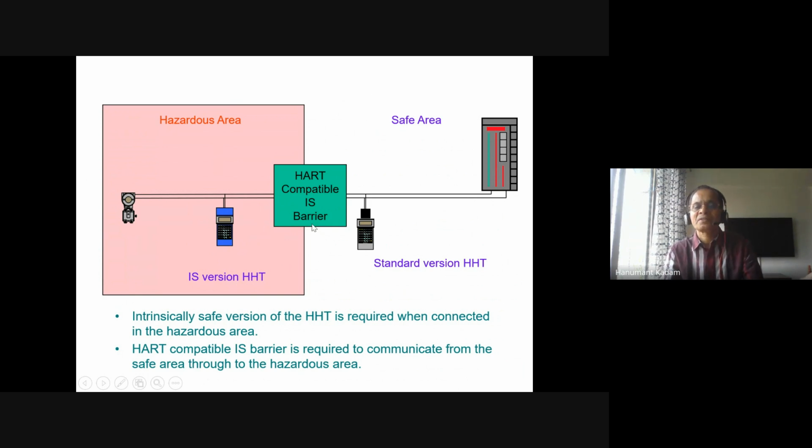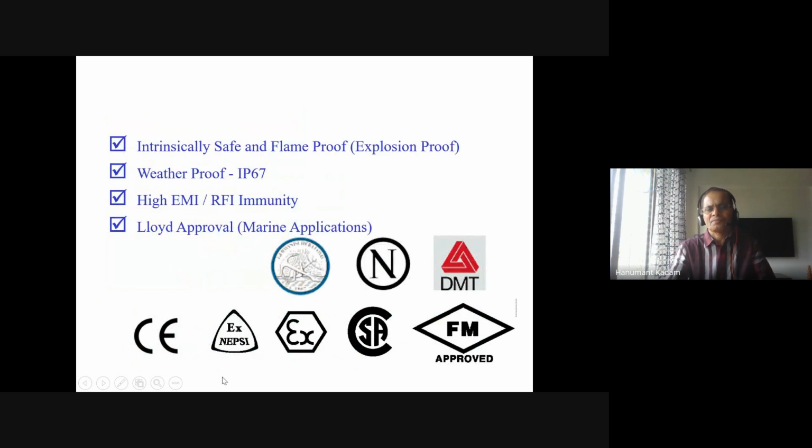HART compatibility, IS barriers, intrinsic safe barriers. So this is the control room and this is the hazardous area. When the plant is hazardous, you need a communicator with a hazardous category. So an intrinsic safe version of the communicator is required when connected in the hazardous area. A HART compatible IS barrier is required to communicate. So always DCS barriers are there. Through the barrier you can communicate in the control room. That is what is mentioned.